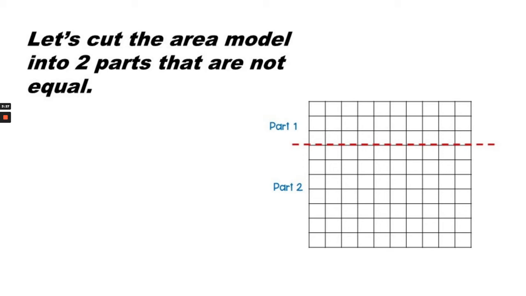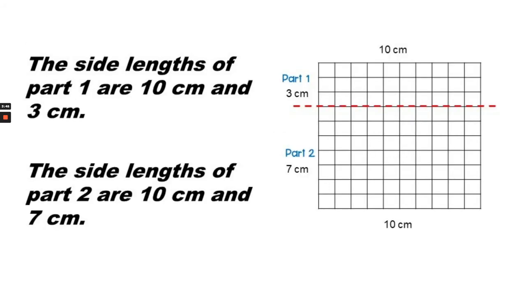Let's try this. We'll cut the area model into 2 parts that are not equal. Here we have part 1 with 3 rows, and part 2 with 7 rows. So the side lengths of part 1 are 10 centimeters and 3 centimeters. And the side lengths of part 2 are 10 centimeters and 7 centimeters.